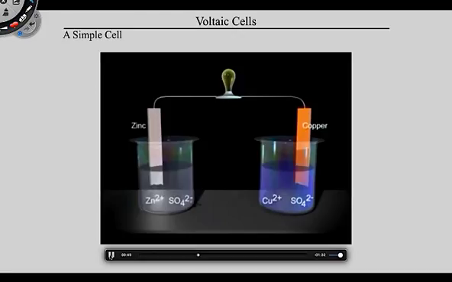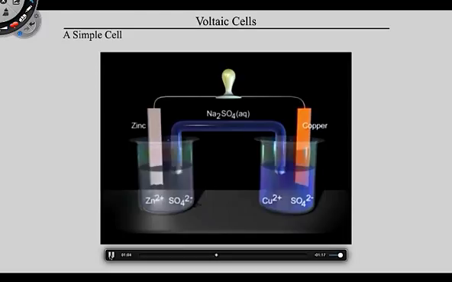No current flows through the light bulb because the electrical circuit is not complete. To complete the electrical circuit, we add a tubular bridge filled with aqueous sodium sulfate solution with a porous plug on each end. We now have a complete circuit and current flows. When we replace the light bulb with a voltmeter, we find that the cell has a potential or voltage of 1.1 volts. The copper electrode is the positive electrode, and the zinc electrode is the negative electrode.